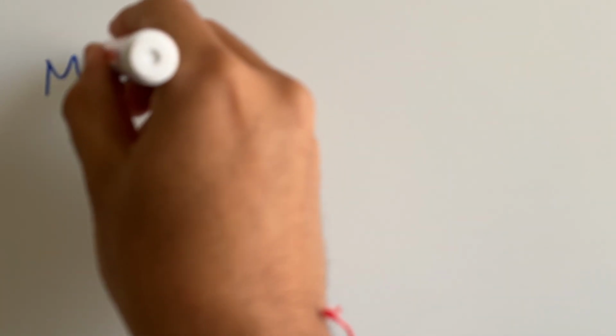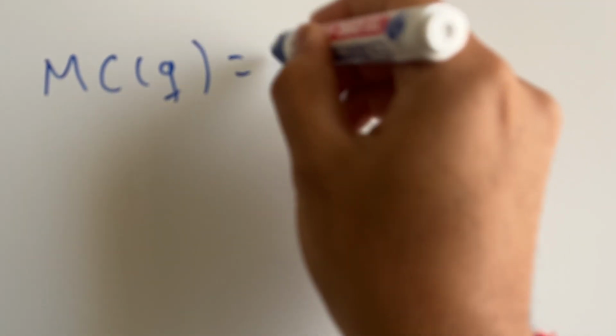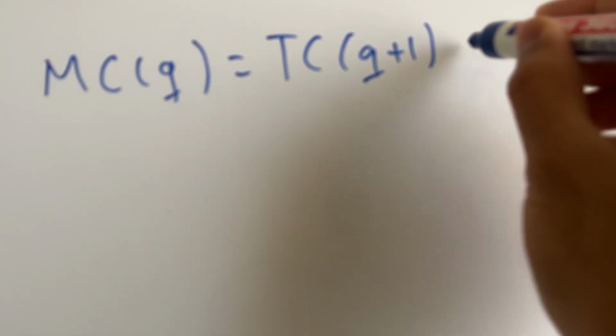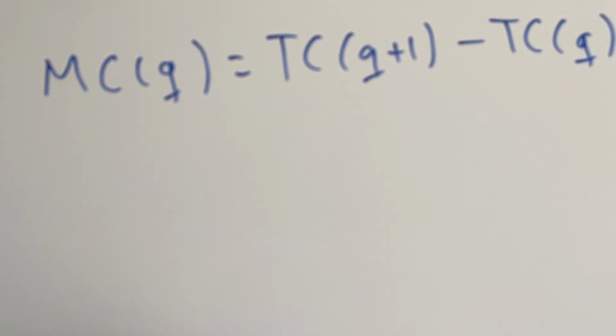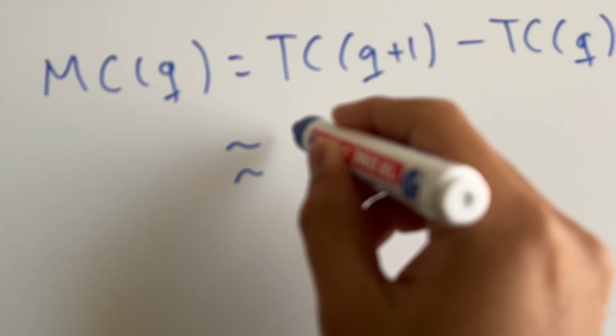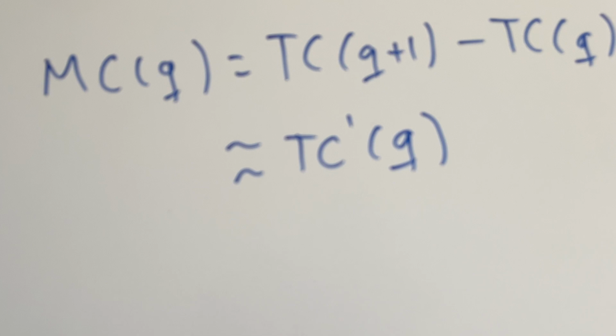The derivatives have some application in economics. As we said before, the marginal cost of producing q items is defined as the total cost of producing q plus 1 items minus the total cost of producing q items. And this is often very similar to the derivative of the total cost function.